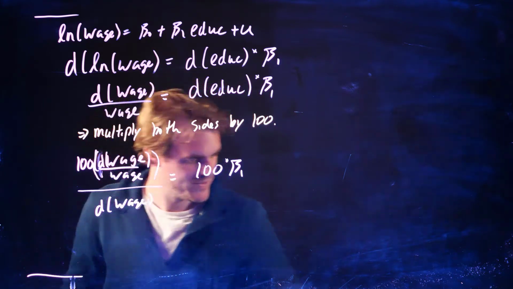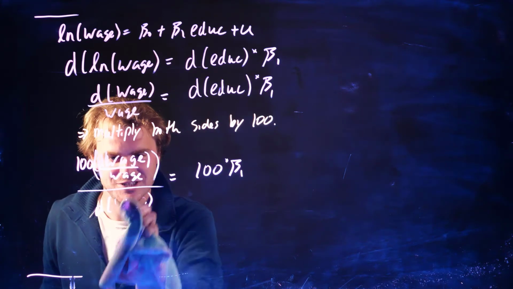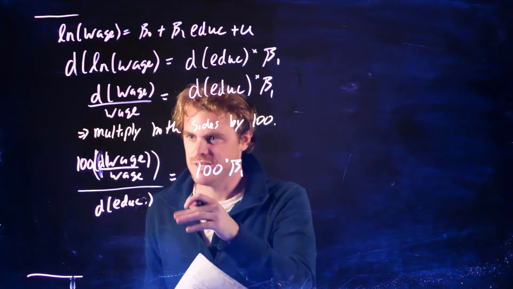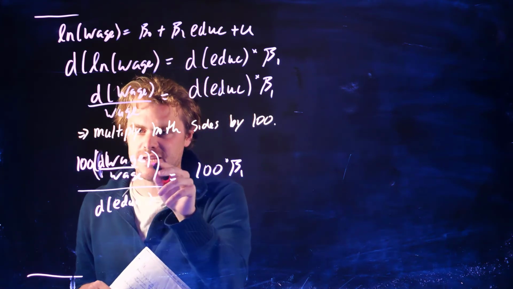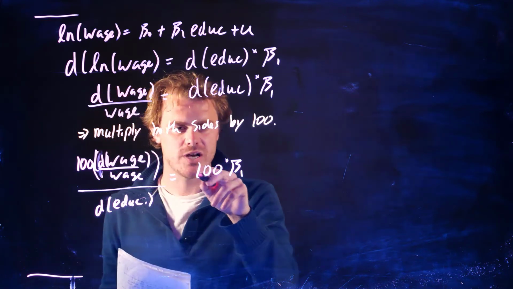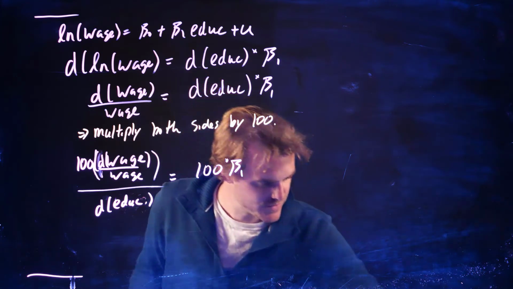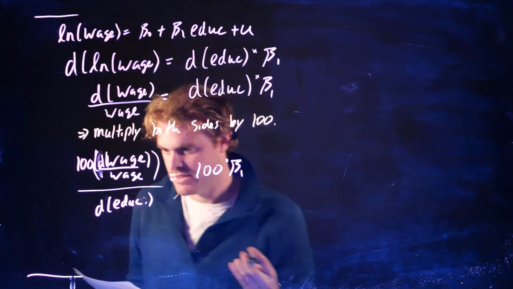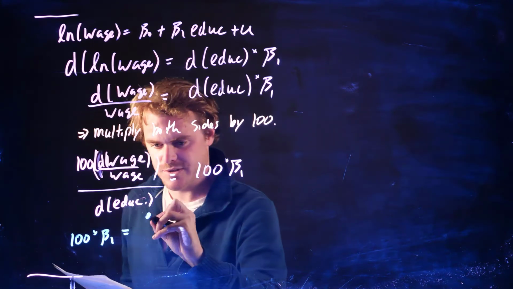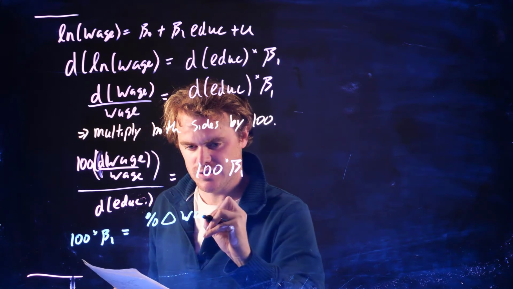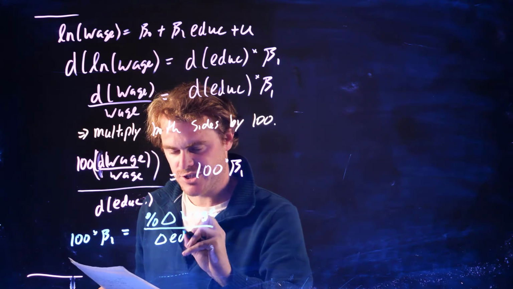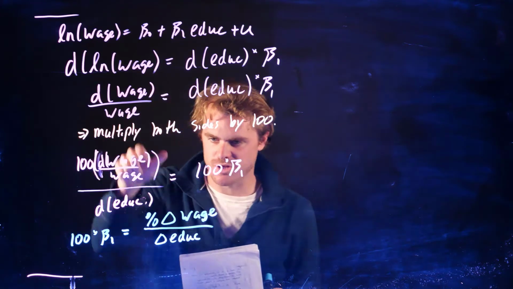I screwed up here. This should be education. Sorry, I rearranged it and just like class made a mistake. So the numerator is like the percentage change in wages over the change in education equals 100 times this beta 1 value. So let's just rewrite that here. 100 times beta 1 equals the percentage change in wage, that's percentage, not percentage points, over the change in education, assuming this is a small change here.